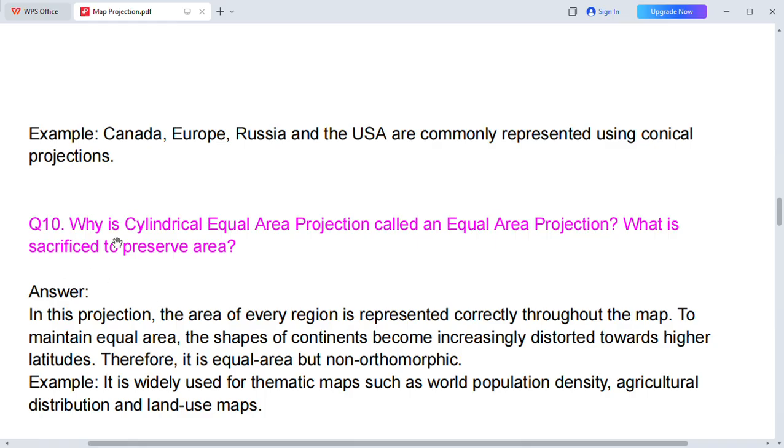Next question, why is a cylindrical equal area projection called an equal area projection? What is sacrificed to preserve area? In this projection, the area of every region is represented correctly throughout the map. To maintain equal area, the shapes of the continents become increasingly distorted towards higher latitudes. Therefore, it is equal area but non-orthomorphic. For example, it is widely used for thematic maps such as world population density, agricultural distribution, and land use maps.